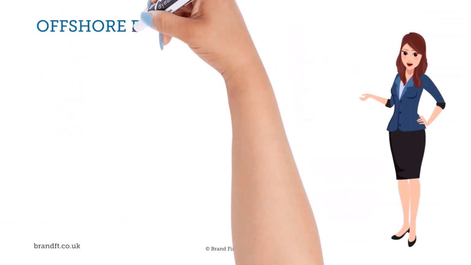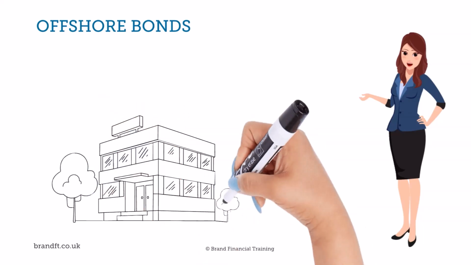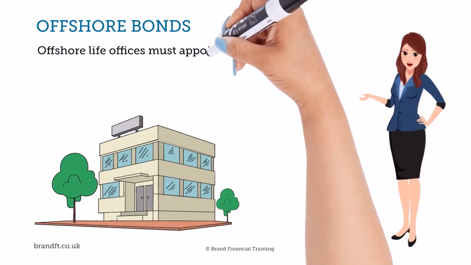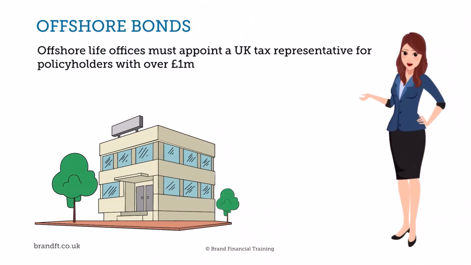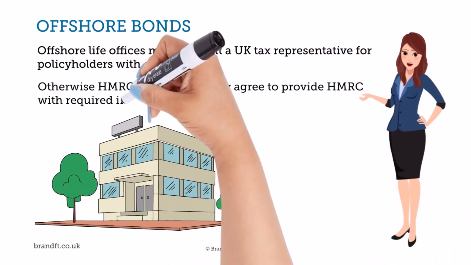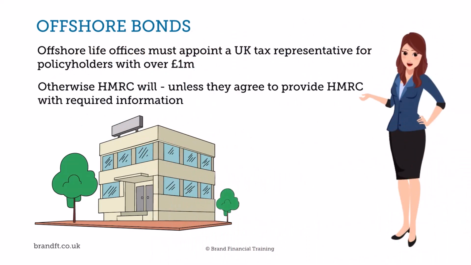If an offshore life office with UK resident policyholders owning funds in excess of £1 million does not appoint a UK tax representative, HMRC will appoint one for them unless they agree to issue any chargeable event certificates themselves and provide HMRC with required information.